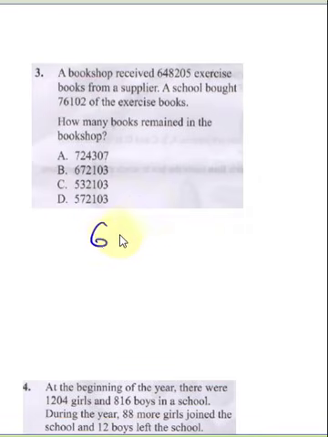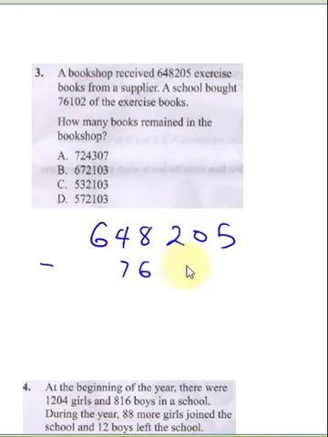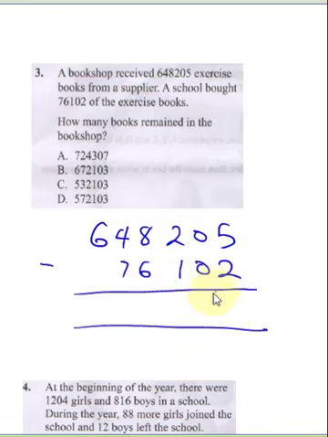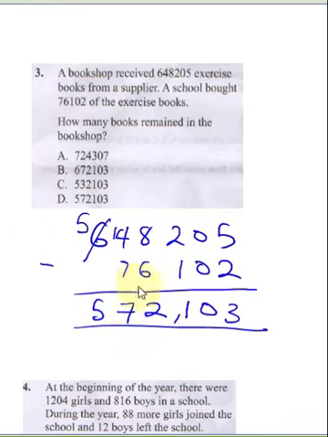So that would be 648,205. You subtract 76,102, and when you do this, you are going to get 5 minus 2, that's 3, then 0, then 1, 8 minus 6 is going to give you 2. So here you'd reduce this to 5 because 4 cannot subtract 7. You put 1 here. 14 minus 7 is going to give us 7. Then you bring down your 5. So it's 572,103. Final answer.